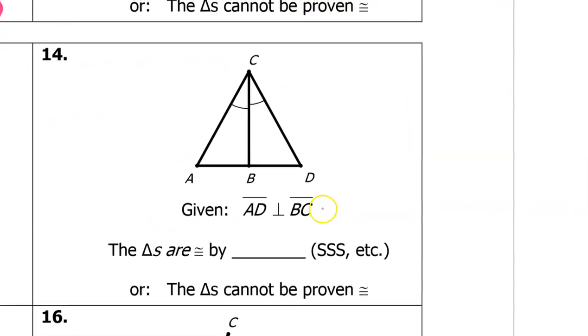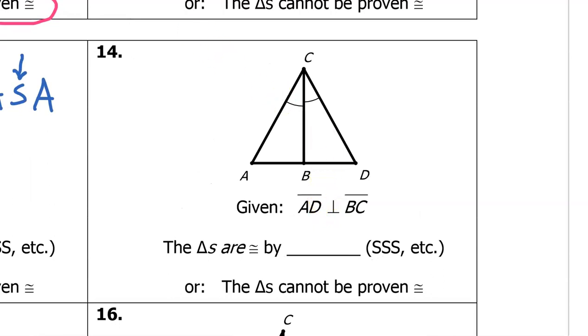All right, let's slide over and look at number 14. Start by marking the shared side congruent. We are given that AD is perpendicular to BC. So again, that means that we have right angles here and here. So focus on one triangle at a time. Okay, like this.